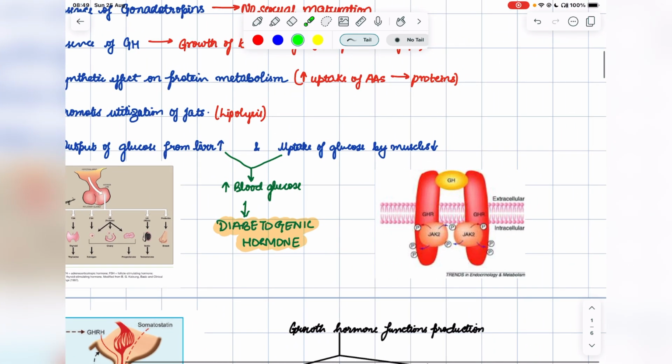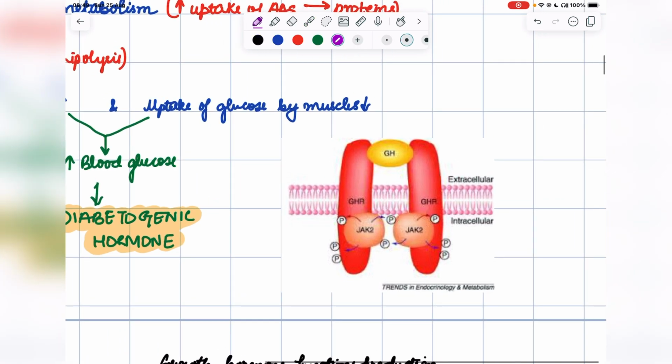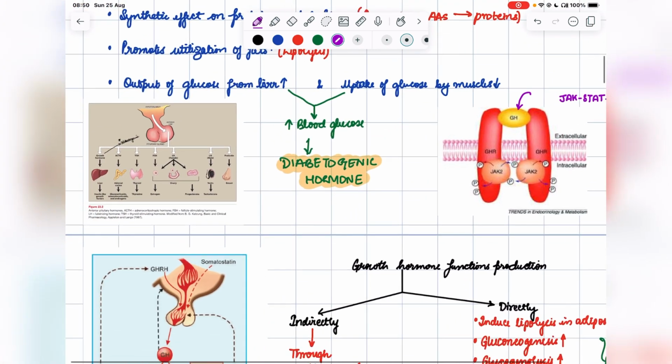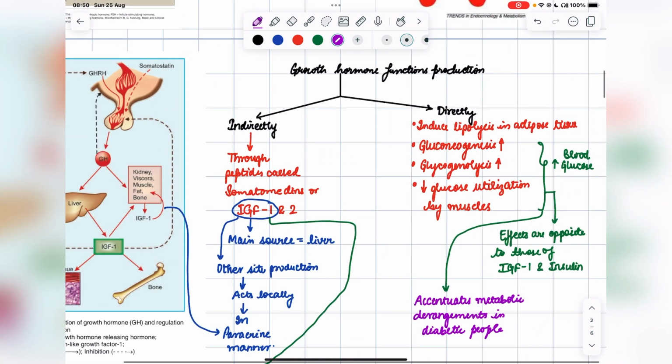Now coming to how growth hormone acts, it is by JAK-STAT pathway. Growth hormone acts via JAK-STAT protein kinase pathway. I will not go into that much depth. It's just like growth hormone will come here, bind to this receptor, that will ultimately lead to some conformational changes, forming a ternary complex that will ultimately lead to the metabolic effects produced by growth hormone.